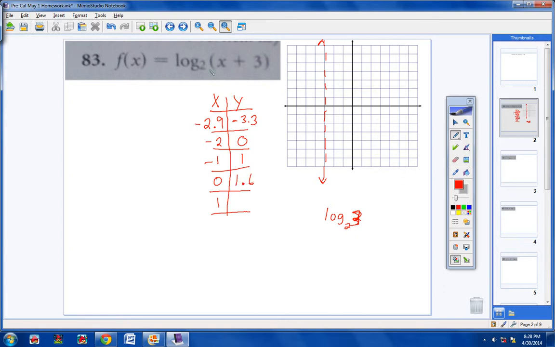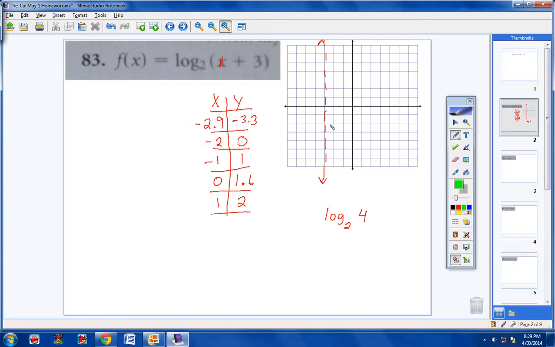Now let's put a 1 in for x. 1 plus 3 is 4. So now we're going to take log base 2 of 4. We have log 4, enter, divided by log 2, enter. And that gives you 2. So let's plot those 5 points.